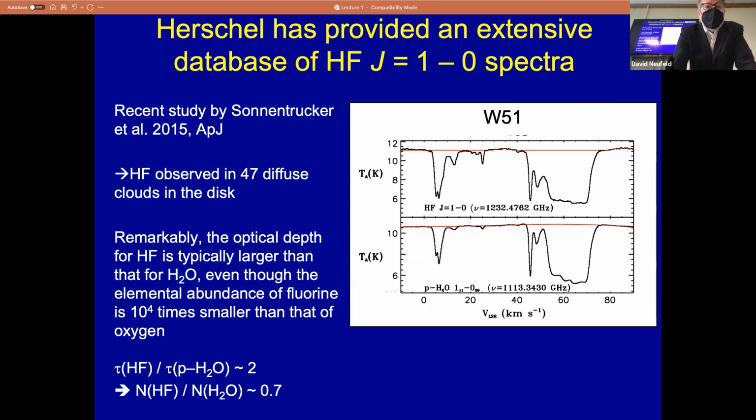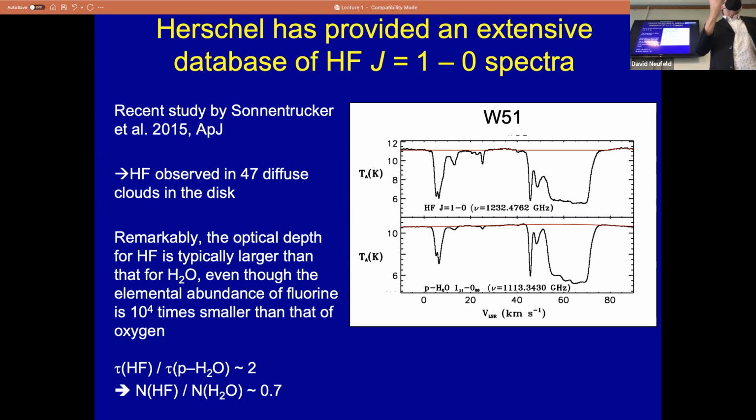Anyway, the Herschel Space Observatory could detect the fundamental rotational transition of hydrogen fluoride at 1232 gigahertz. We had a survey that did observe 47 diffuse clouds in the disk of the galaxy. What this figure shows you is a comparison between absorption by hydrogen fluoride and absorption by water, which we could also detect with this observatory. And amazingly, the hydrogen fluoride gives stronger absorption than water, even though fluorine as an element is something like 10,000 times less abundant than oxygen.